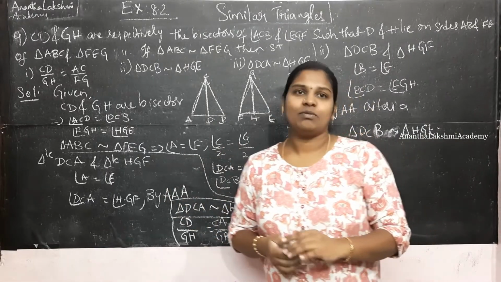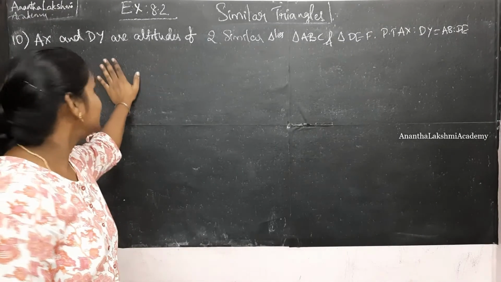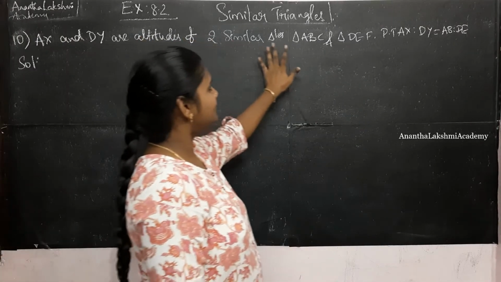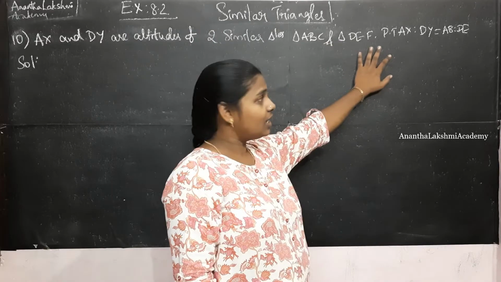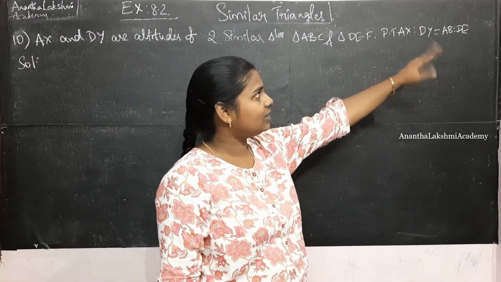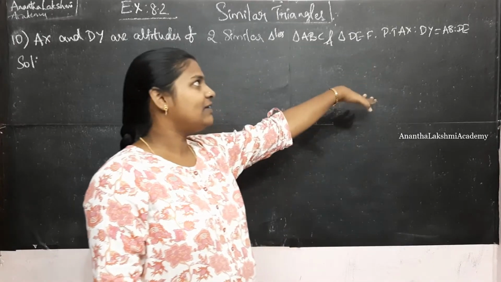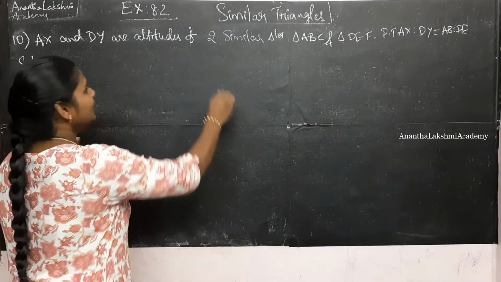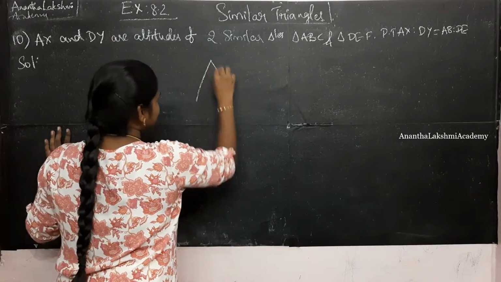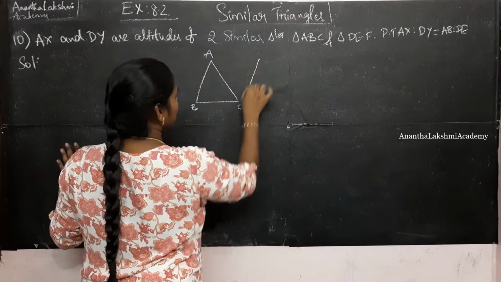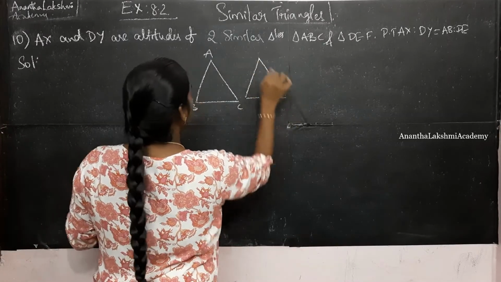Let's jump into problem number 10. 10th problem, written on the board, AX and DY are altitudes of 2 similar triangles ABC and DEF. We are supposed to prove AX is to DY is equal to AB is to DE. That is nothing but AX by DY is equal to AB by DE. Ratio is nothing but the fraction. Okay, so let me draw 2 triangles, A, B, C and DEF.